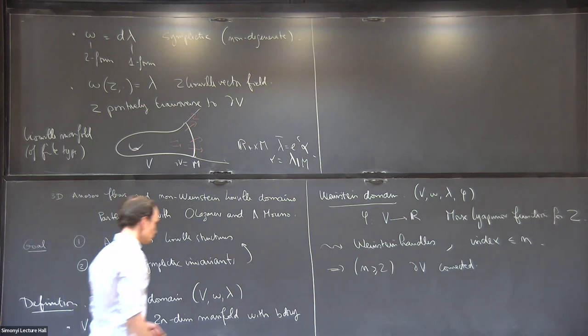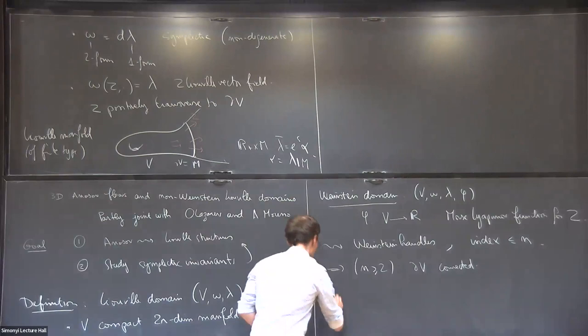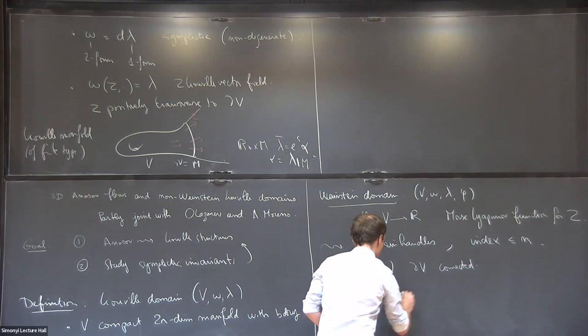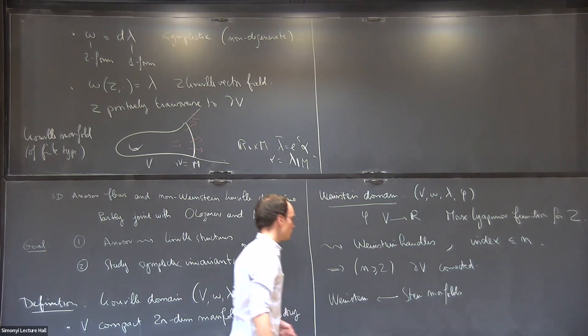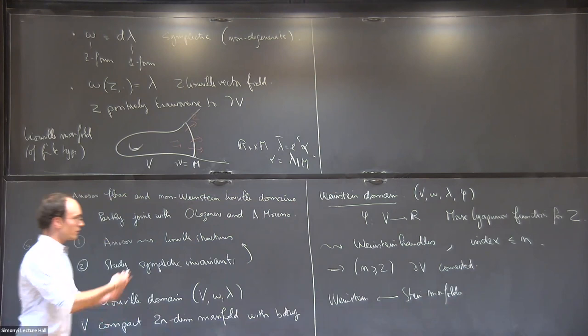There is also a correspondence between Weinstein domains or manifolds and Stein manifolds, coming from complex geometry. Weinstein manifolds are also related to Lefschetz fibrations, so there is a rich theory for these manifolds.